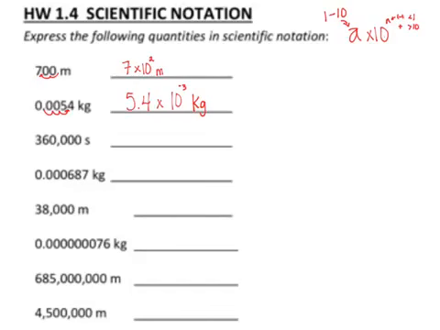Here we have 360,000. Again, I'm going to start at the very end. 1, 2, 3, 4, 5. So I moved it over 5 places. My number is now 3.6 times 10 to the power of 5, and my unit is seconds.